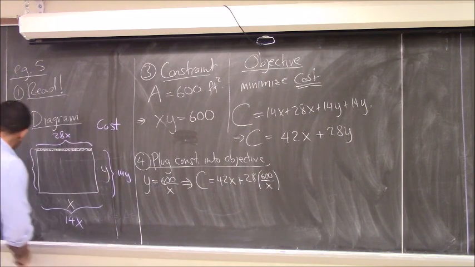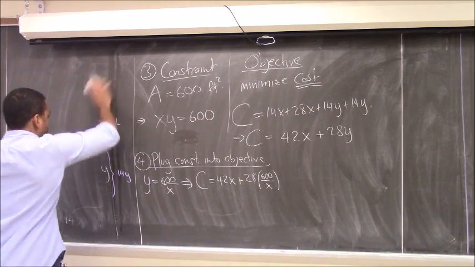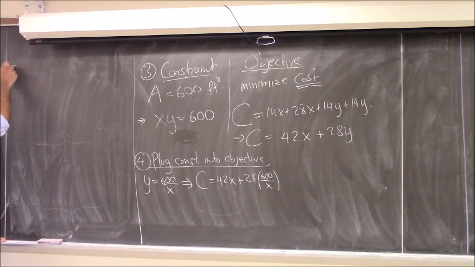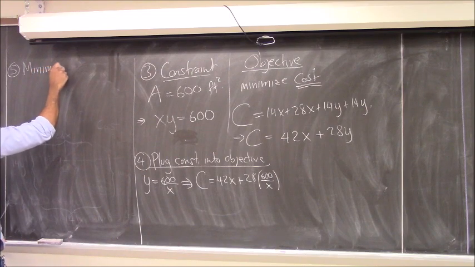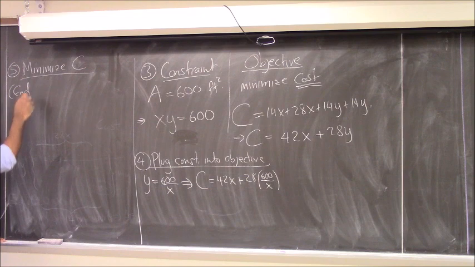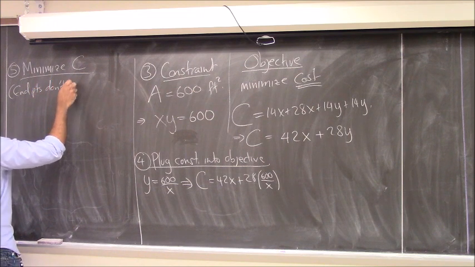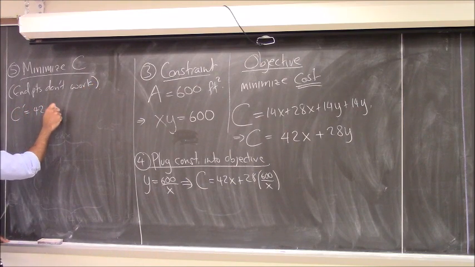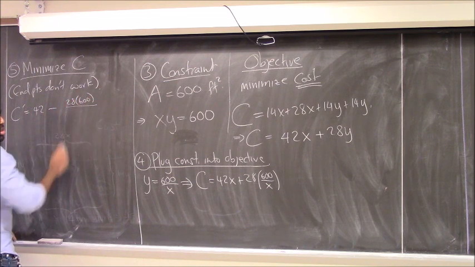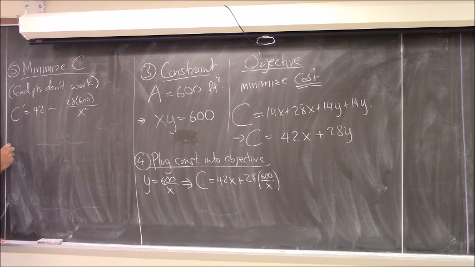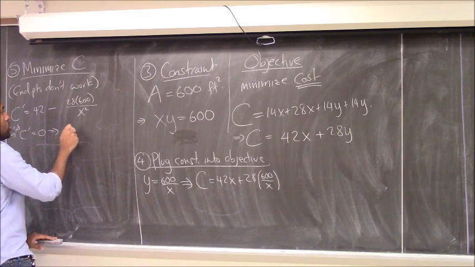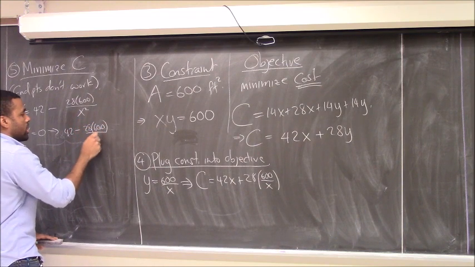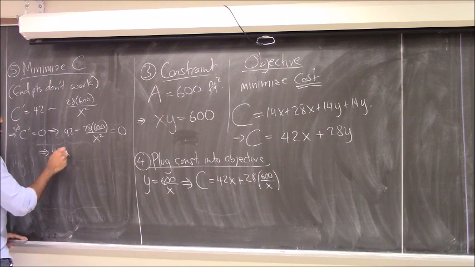And now we want to minimize that. Minimize C. Notice that the endpoints don't work. Again, if your x is 0, then you don't have a fence. Endpoints don't work, so you try to find the local max and mins. So we're going to find C prime. It's going to be 42 minus 28 times 600 over x squared. If I set C prime equal to 0, I have 42 minus 28 times 600 over x squared equals 0. You can multiply both sides by x squared.